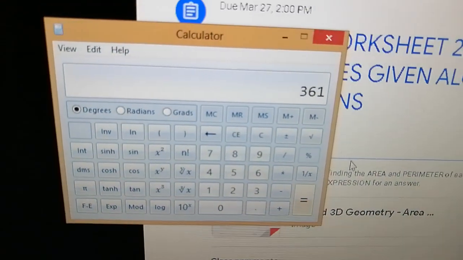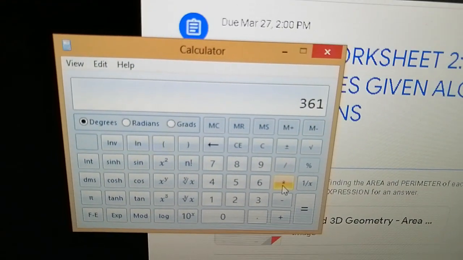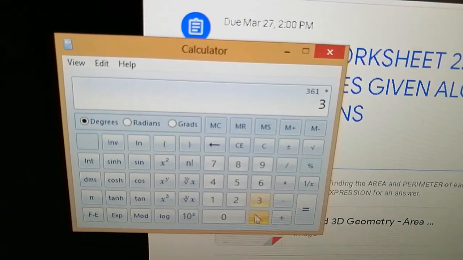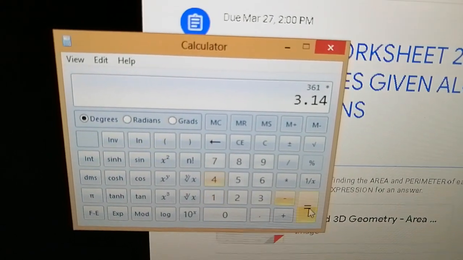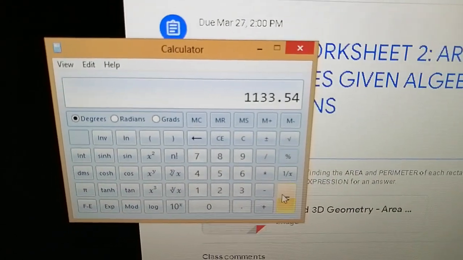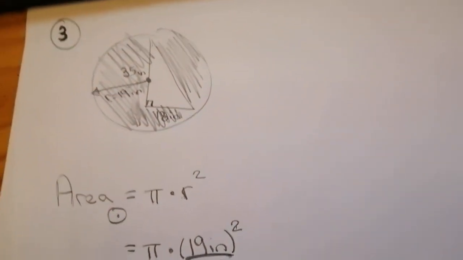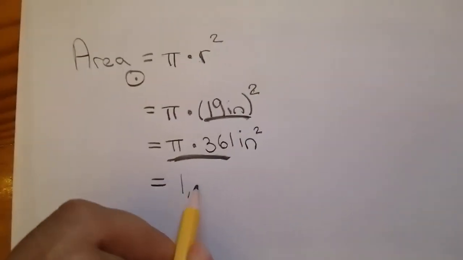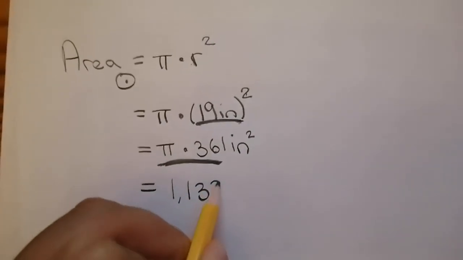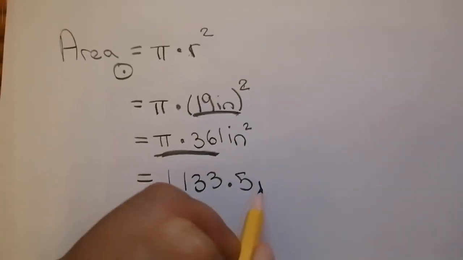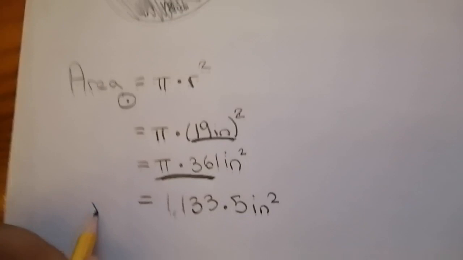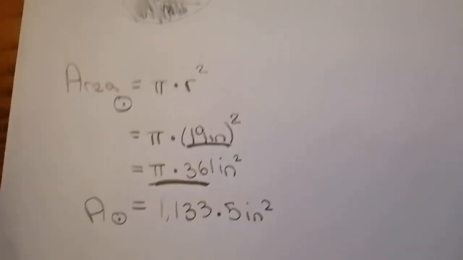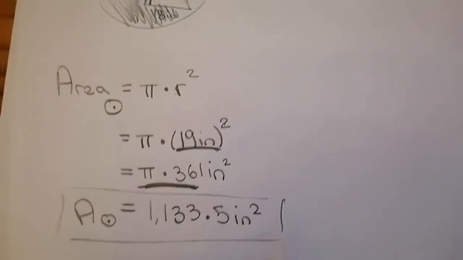So how much is that? Let's go back to our calculator. So 361 times 3.14. That's going to give you 1,133.5. So that's 1,133.5 square inches. That's the area of the circle. So that's just the area of the circle.